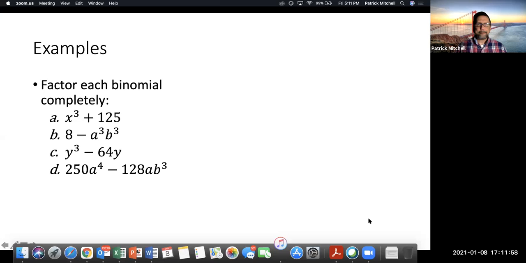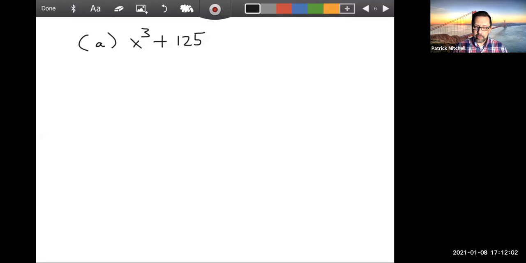And then after we get through these examples, we will be done with section 6.5. All right, first GCF, obviously nothing helpful. All right, this is definitely a sum of two cubes. This is the cube of x, and this is the cube of 5.